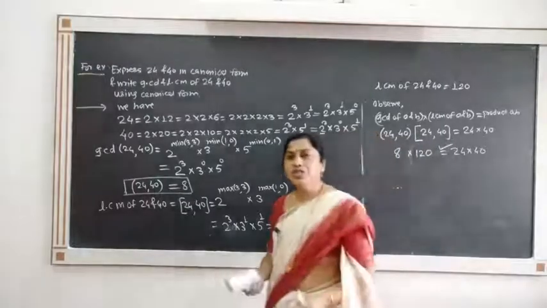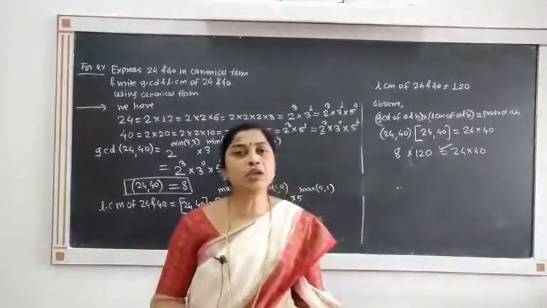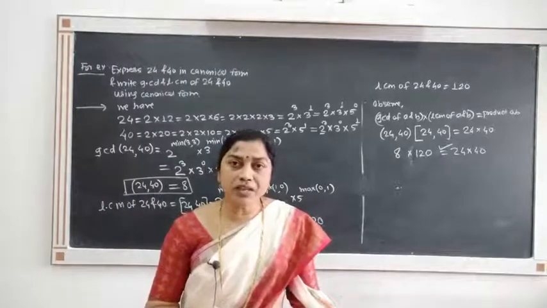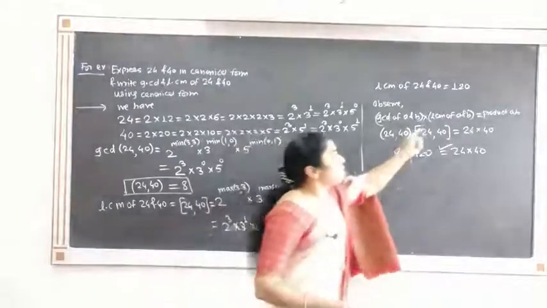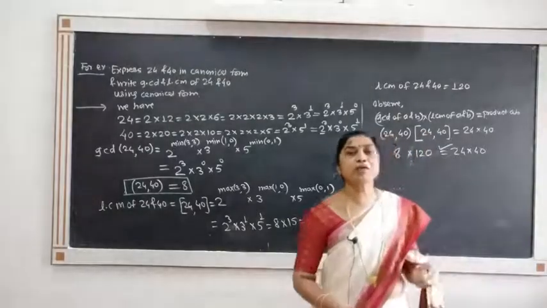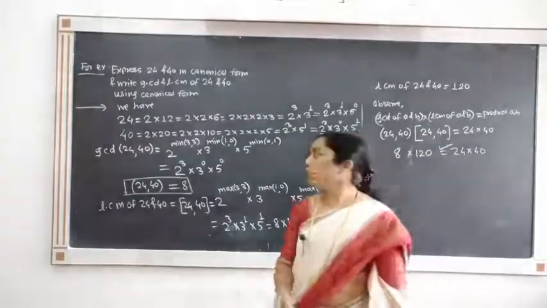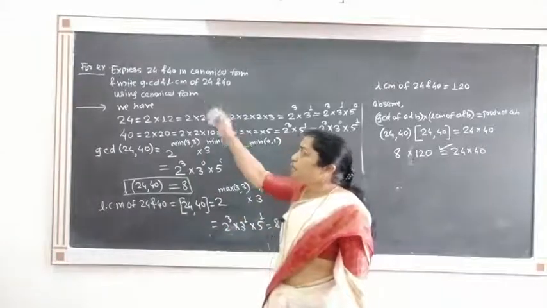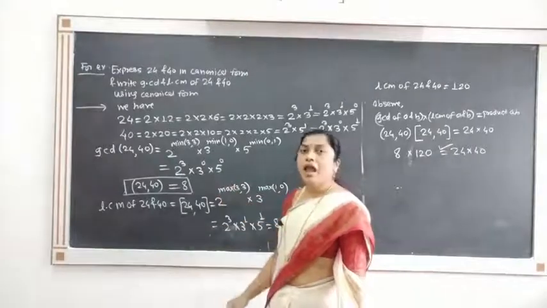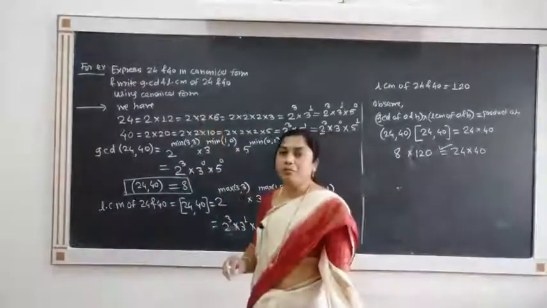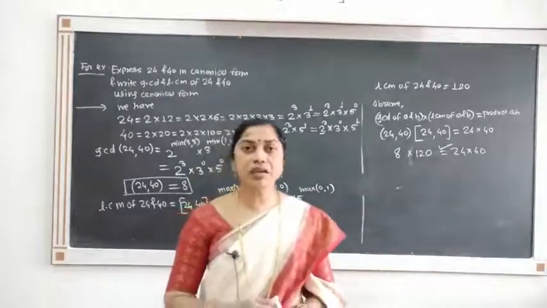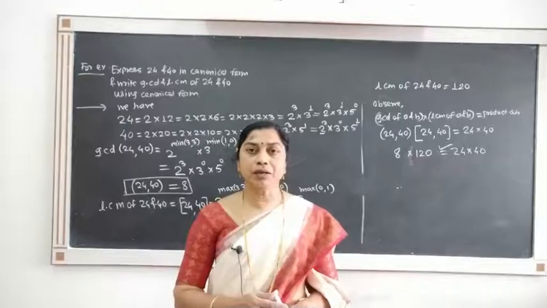So once you know GCD, because you know how to find GCD by Euclidean algorithm, you are able to find LCM using the formula LCM is equal to product ab divided by GCD of a and b. Or you can express any number in canonical form and use the formula for GCD and LCM and you can find them. We have considered smaller numbers. Actually, it can be useful for bigger numbers to find GCD and LCM. Enough for the day. Thank you.